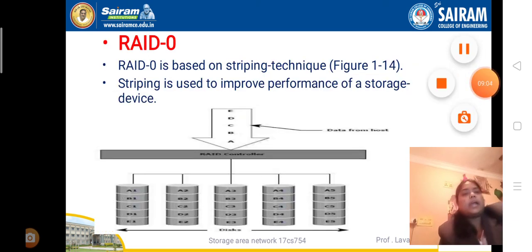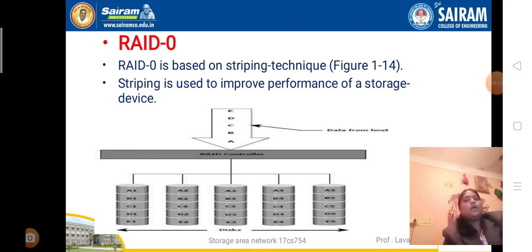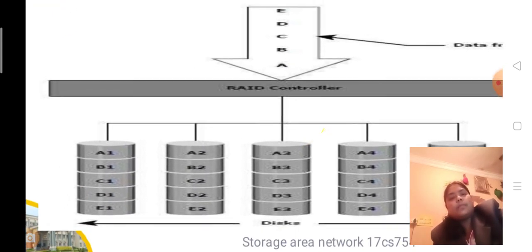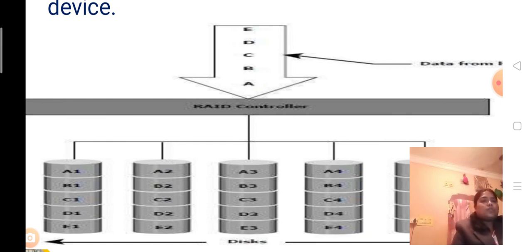See, you look at this diagram. So this is RAID 0. RAID 0 is based on the striping technique, and striping is used to improve the performance of the storage device, as it splits and distributes the data across multiple disks. RAID 0 is always used for the striping technique. I told you before what striping is: it distributes all the data simultaneously into the respective disks, so RAID 0 totally depends on the striping technique.